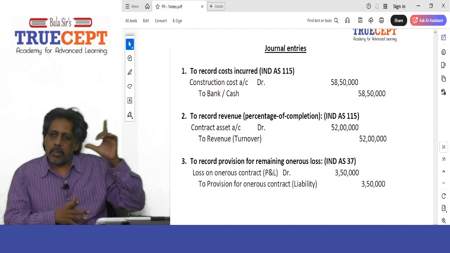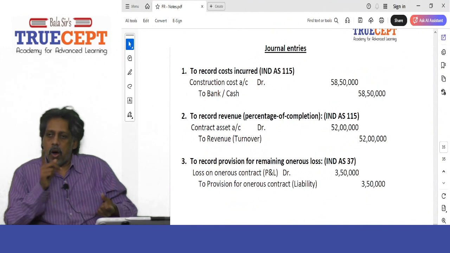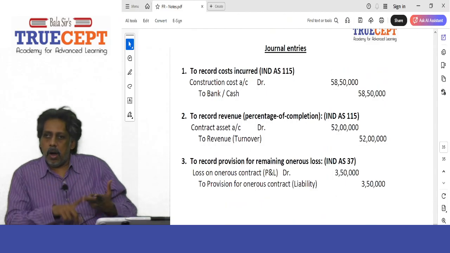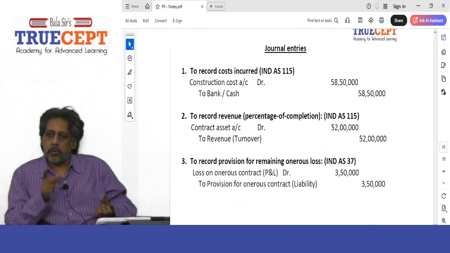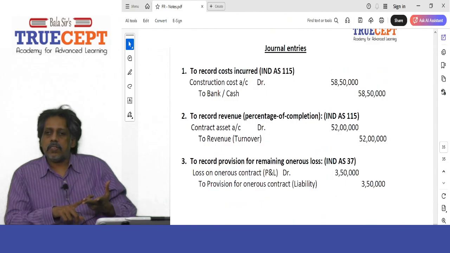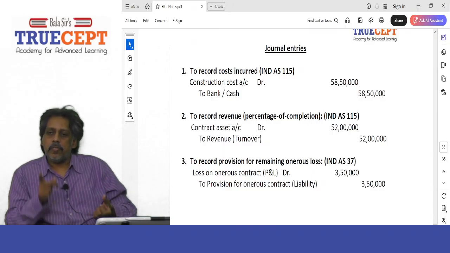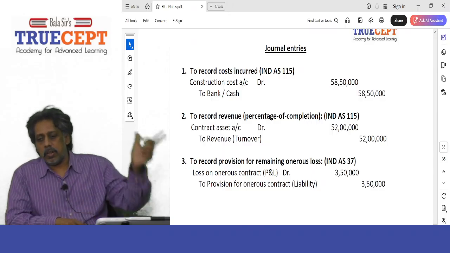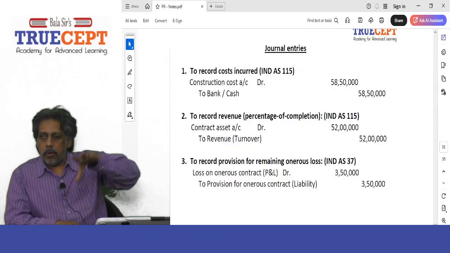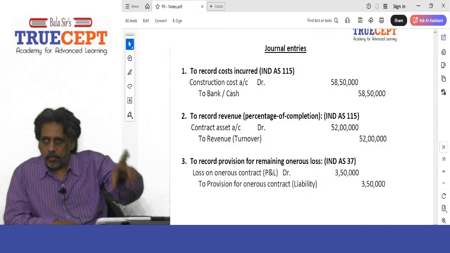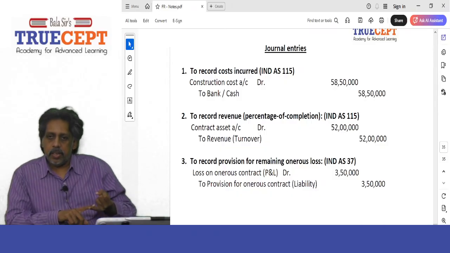And then what is the next entry? It is contract asset account debit to revenue. The amount is rupees 52 lakh to sales, or you can say revenue, or a fancy name, turnover. What is the amount? Rupees 52 lakh, and then that will be credited to profit and loss. So if you net off, there is a 58 lakh 50,000 debit and 52 lakh credit to revenue. Therefore, there is already a loss of 6 lakh and 50,000.